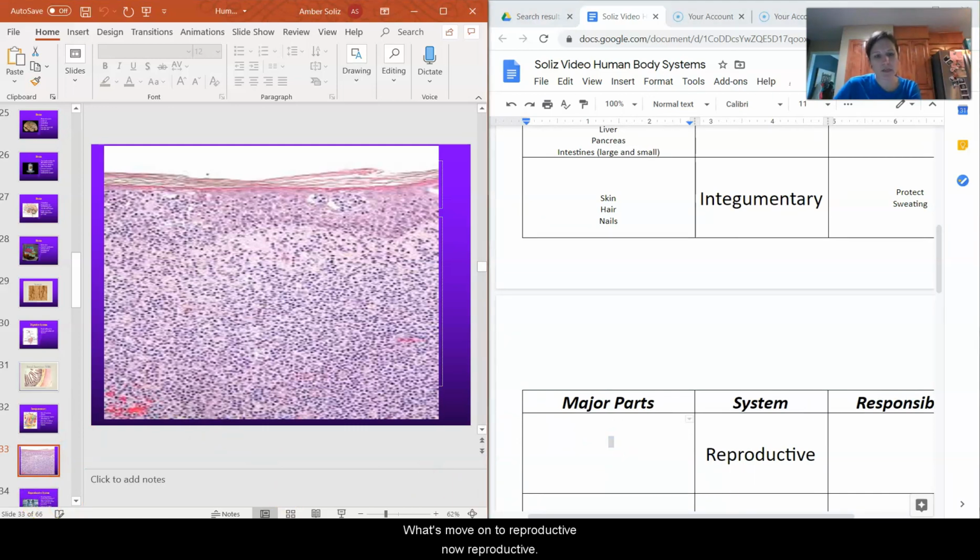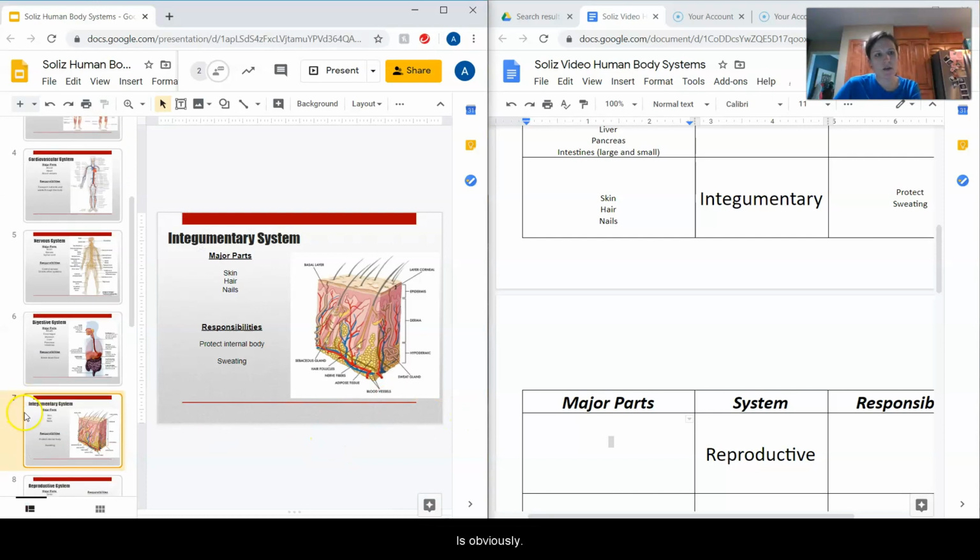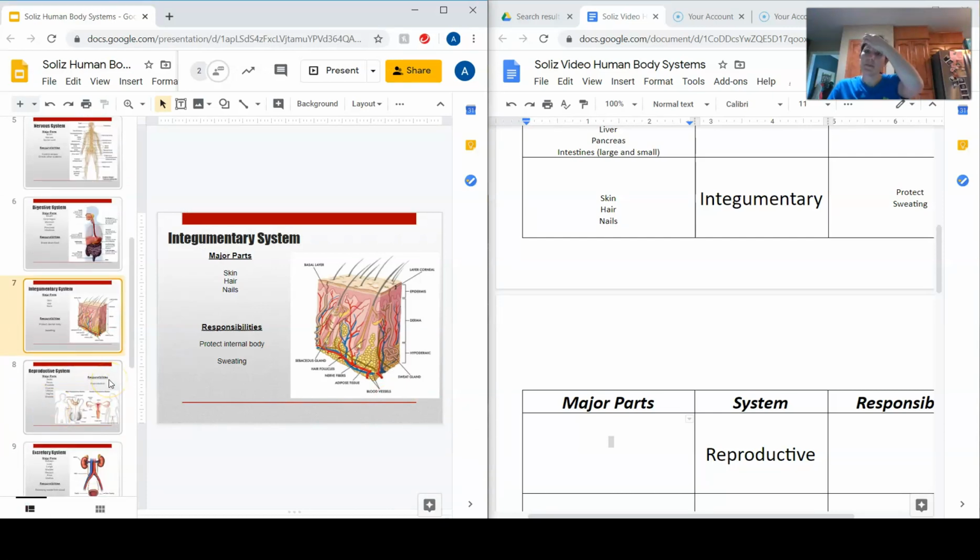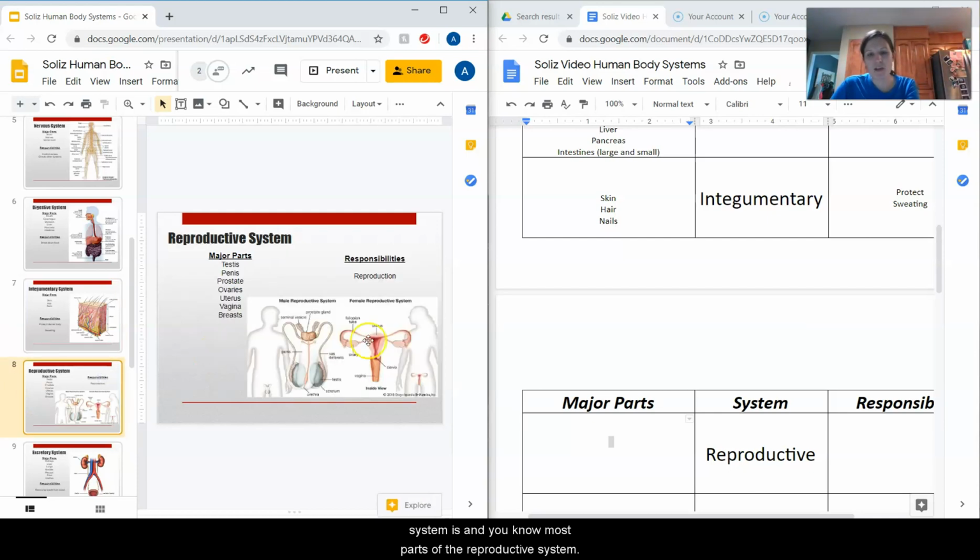Now, reproductive is obviously the hardest one to teach to ninth graders, but is also their favorite because they always like to ask me questions. And I encourage you to ask me questions, send me emails, shoot me a remind if you have any questions about any of these body systems. But if you're just curious about one, you should know about your body. And so I'm willing to answer all of them, but you probably already know what the reproductive system is, and you know most parts of the reproductive system.